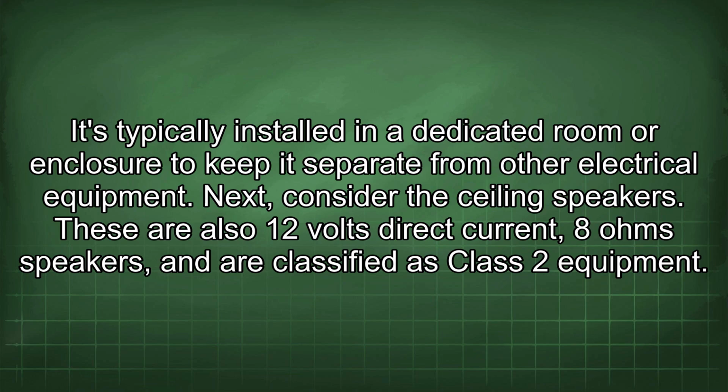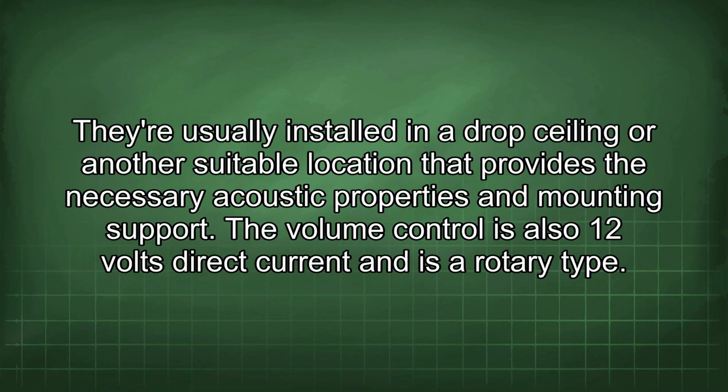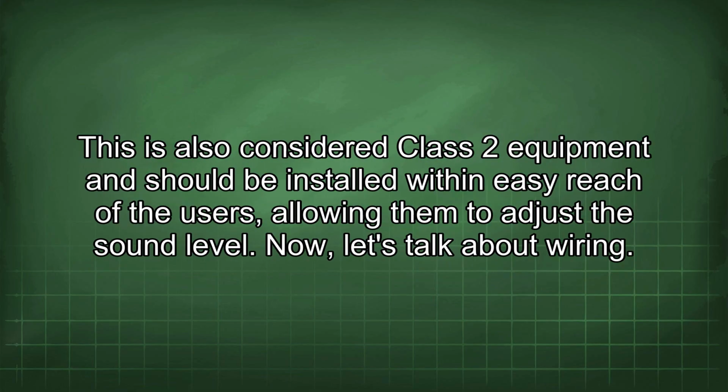Next, consider the ceiling speakers. These are also 12 volts direct current 8 ohm speakers and are classified as Class 2 equipment. They're usually installed in a drop ceiling or another suitable location that provides the necessary acoustic properties and mounting support. The volume control is also 12 volts direct current and is rotary type. This is also considered Class 2 equipment and should be installed within easy reach of the users, allowing them to adjust the sound level. Now, let's talk about wiring.